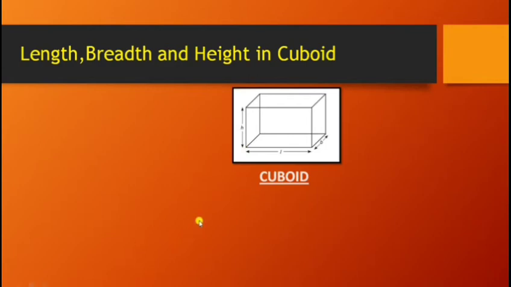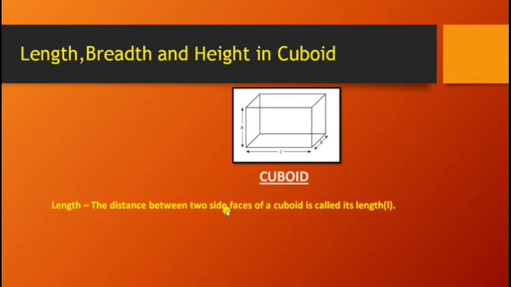Length means what? The distance between two side faces of a cuboid is called its length. See, one of the faces is the bottom and one is the front. Both have the side that is common, and that is considered as length. Always we define length with L. See, this is length L.